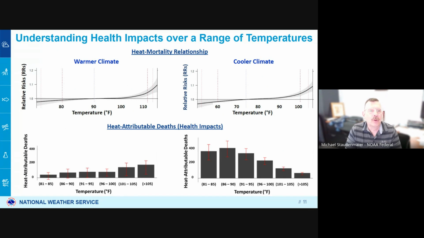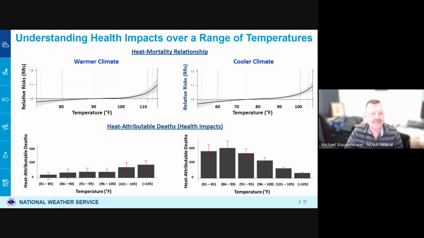So both warmer and cooler climates could have similar shaped relationship curves as we see here for the upper two graphics, but underlying exposure patterns and the resultant heat attributable death characteristics can be totally different. In hotter climates, we may see heat attributable deaths increasing with increasing temperatures, but in cooler climates, extremely hot temperatures are much more rare, so that heat exposure occurring at moderately hot temperatures could result in greater adverse heat health outcomes overall.